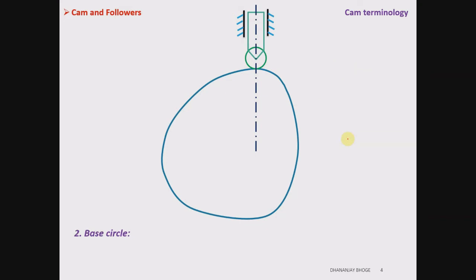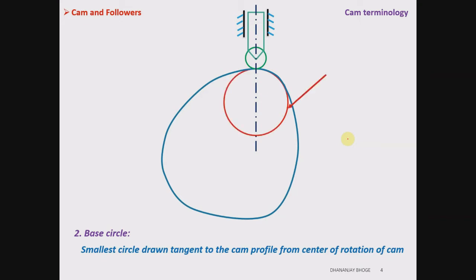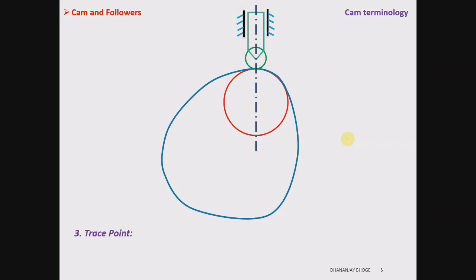Number 2 is base circle. It is the smallest circle drawn tangent to the cam profile from center of rotation of cam. So this is the base circle, which is the smallest circle drawn tangent to the cam profile with center at the center of rotation of cam.